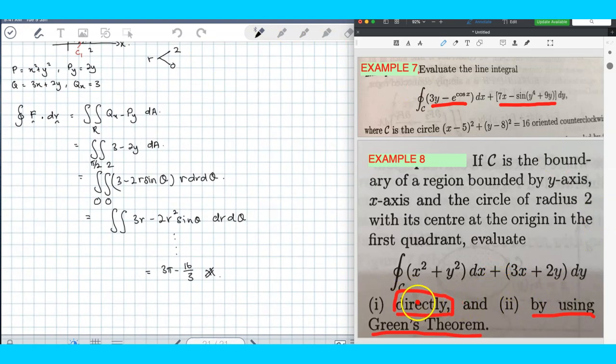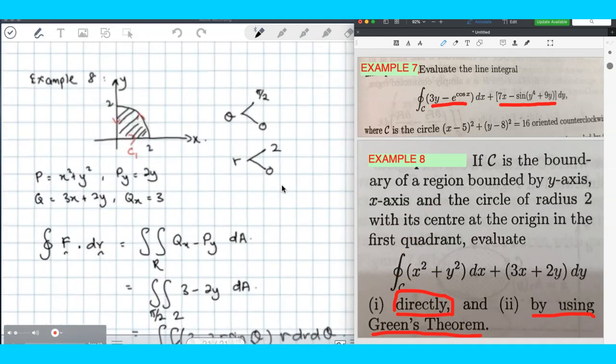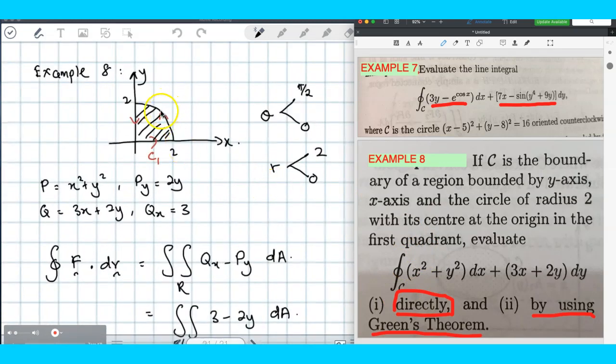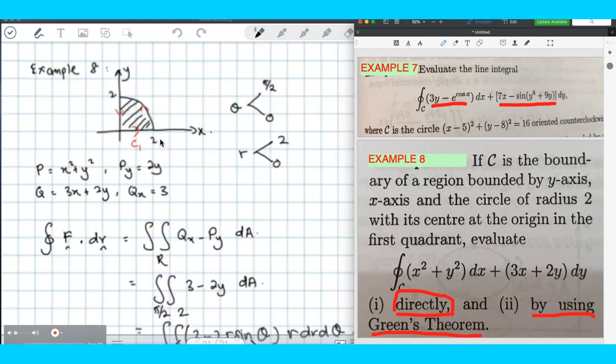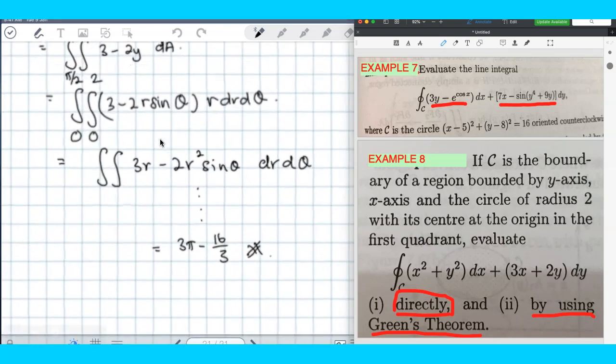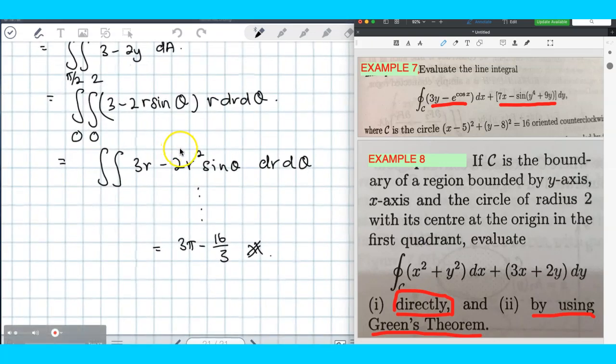Then if you use the direct way, of course, you need to provide three line integrals, and after that you have to combine them: the line integral along C1, the line integral along C2, and the line integral along C3. When you total them up, finally you get a similar answer. Then you can practice that for your line integral.